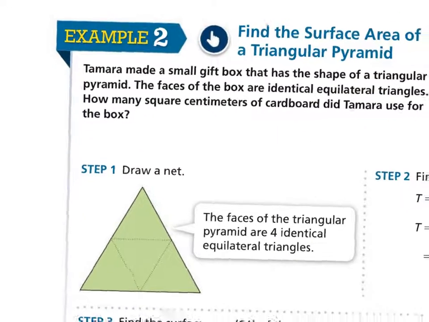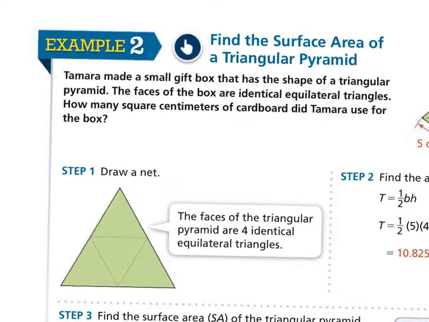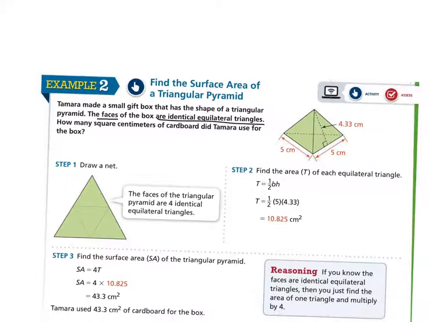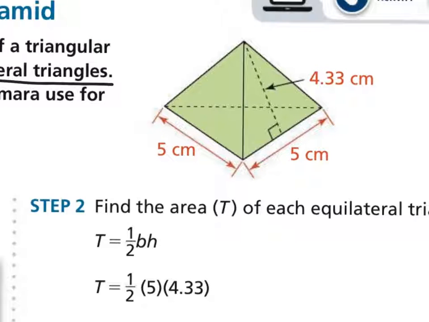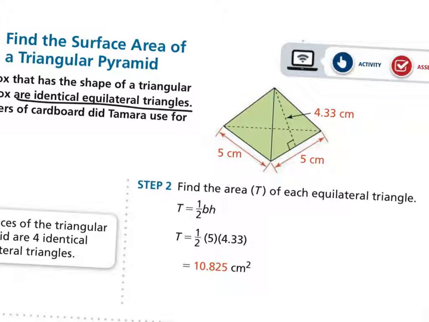Example 2, Tamara made a small gift box that has the shape of a triangular pyramid. Faces of the box are identical, equilateral triangles. How many square centimeters of cardboard did Tamara use for the box? Okay, so this is kind of a special type of triangular pyramid. They're actually telling us that all 4 of these triangles are exactly the same. They're all equilateral triangles.